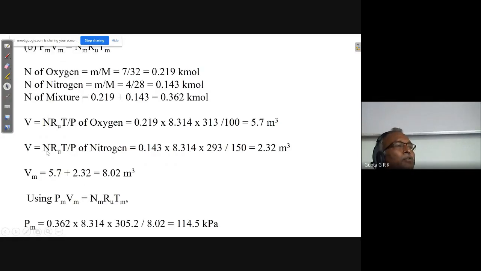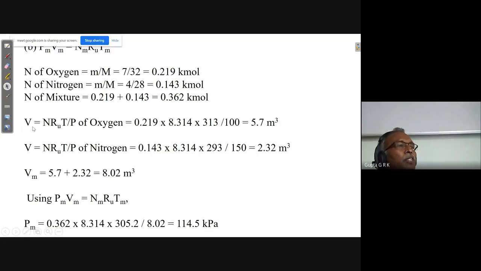So I have to find it using partial pressures. So N of oxygen and N of nitrogen. So mass by molecular weight, it is 7 kg, this is 4 kg. So 7 by 32, this is the mole fraction, sorry, this is the number of moles. Number of moles of oxygen, and this is the number of moles of nitrogen. Number of moles of mixture is 0.362.